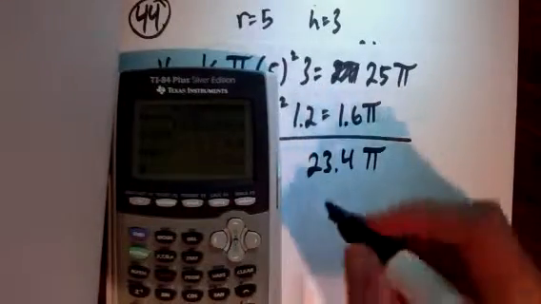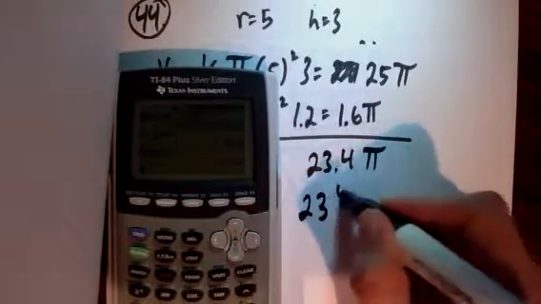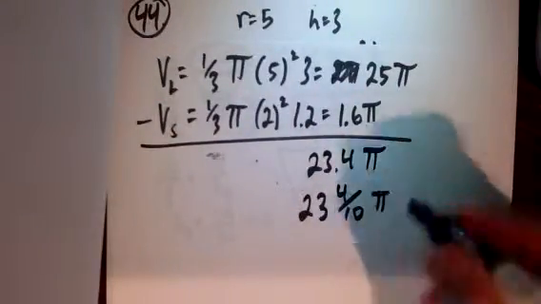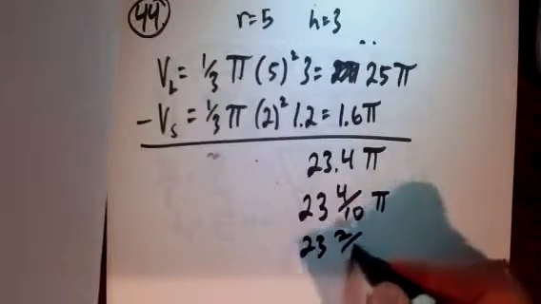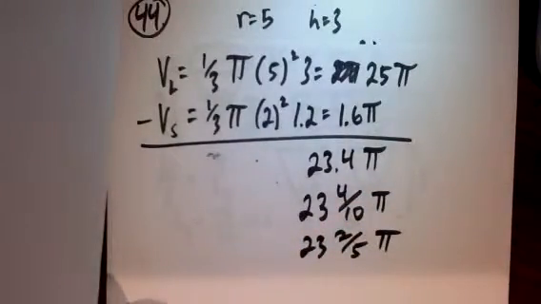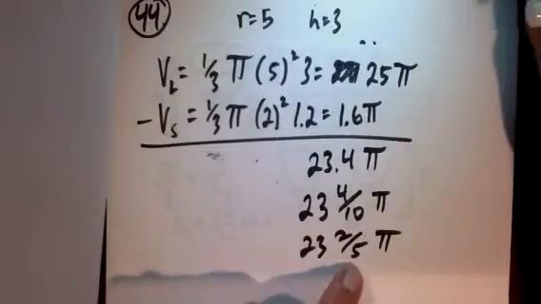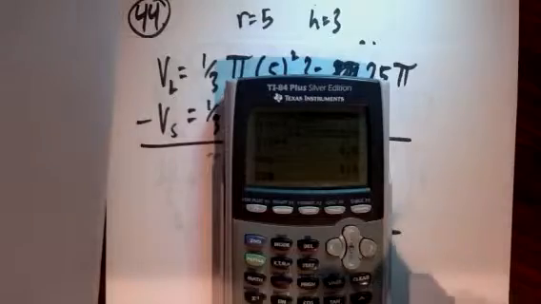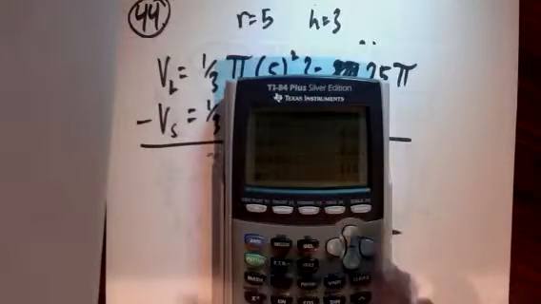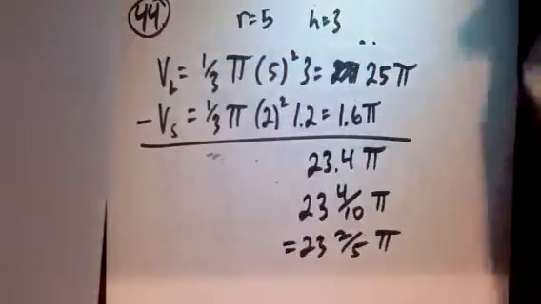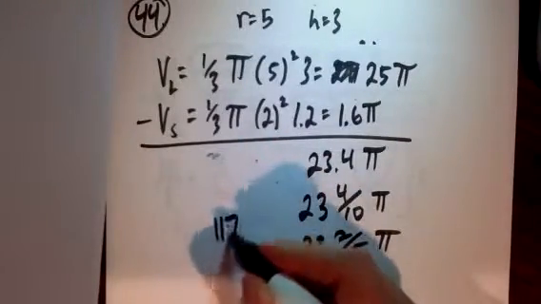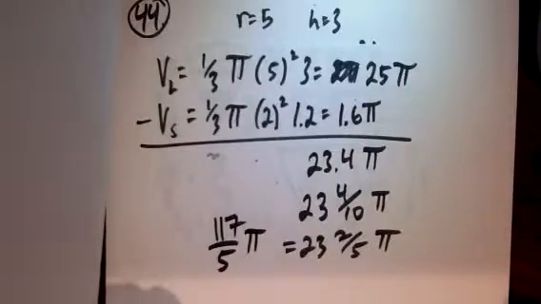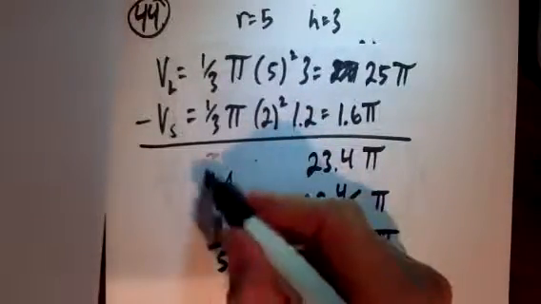All right, 23.4 is 23 and 4/10, which is 23 and 2/5 pi. So I'm going to multiply 23 times 5 and add 2 to convert to an improper fraction. That is 117 fifths pi. That's the volume in between, which is choice A.